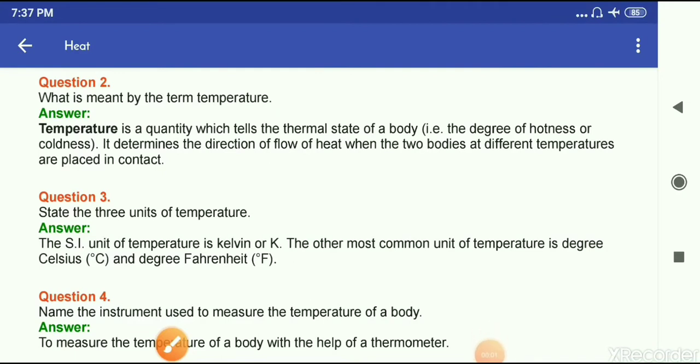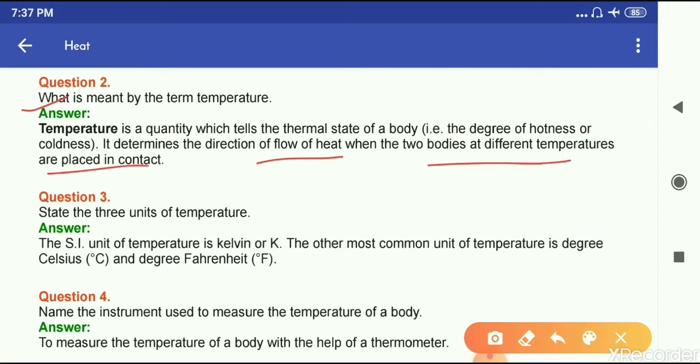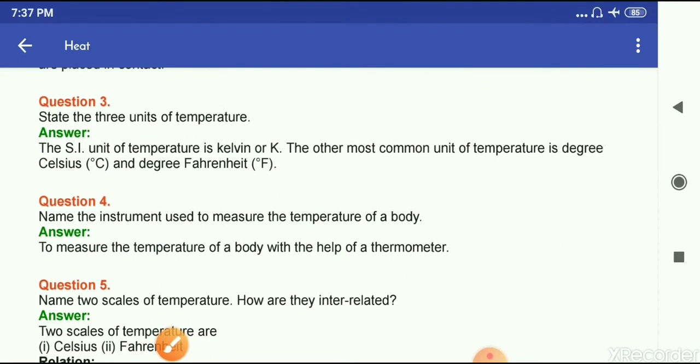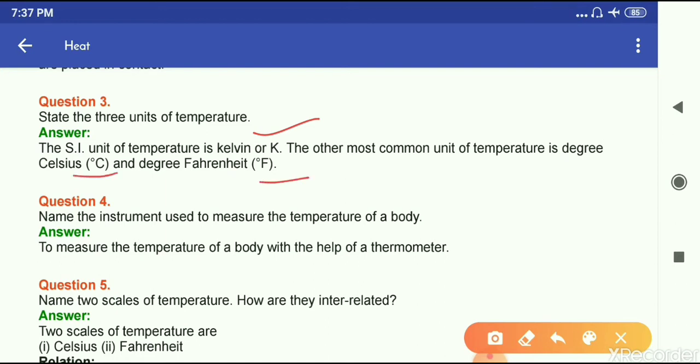Question number 2. What is meant by the term temperature? Temperature is a quantity which tells us the thermal state of a body. It determines the direction of flow of heat when two bodies at different temperatures are placed in contact. Question number 3. State the 3 units of temperature. The SI unit of temperature is Kelvin, and the other 2 units are Celsius and Fahrenheit.